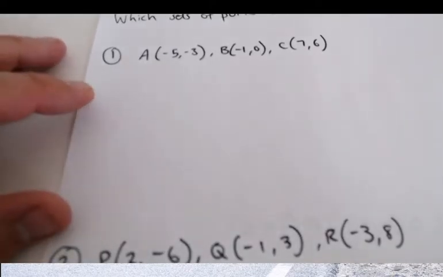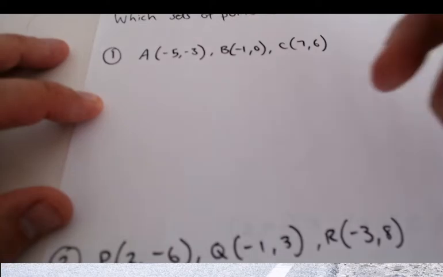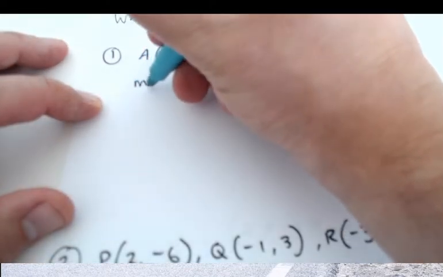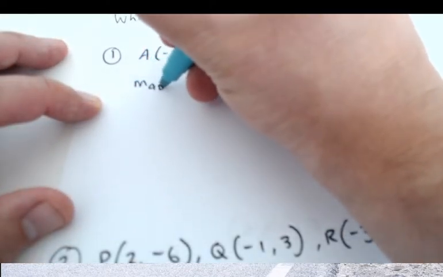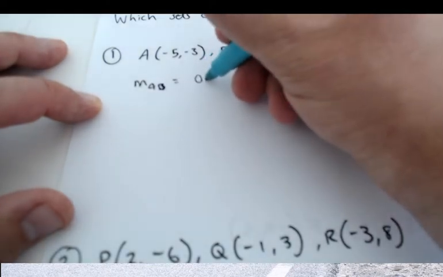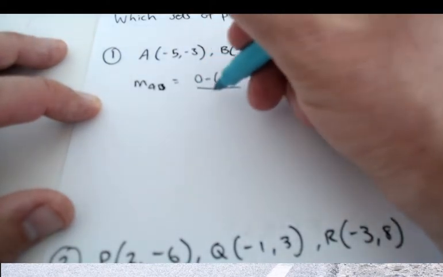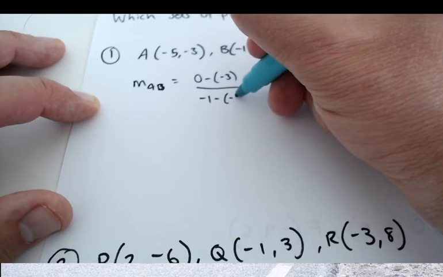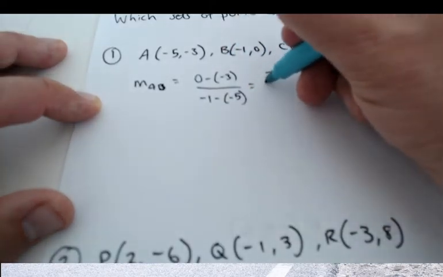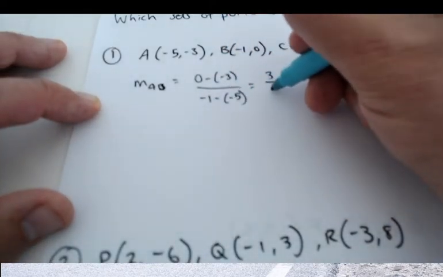Okay, let's try and prove if they're collinear or not. So what we need to do is we need to get the gradient of AB, which is going to be 0 take away minus 3, minus 1 take away minus 5. That will give me 3. This will give me 4.